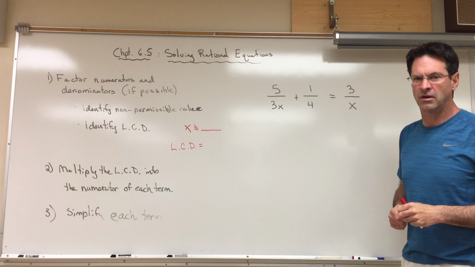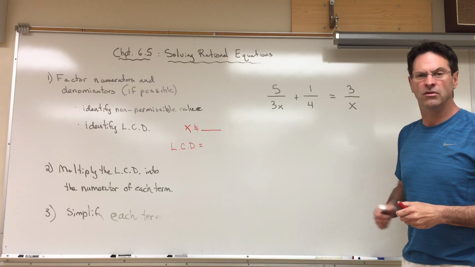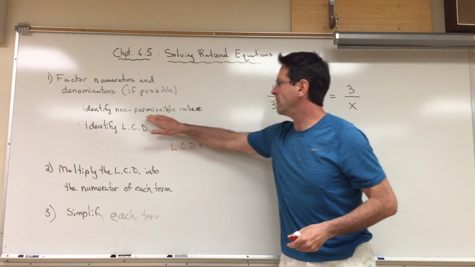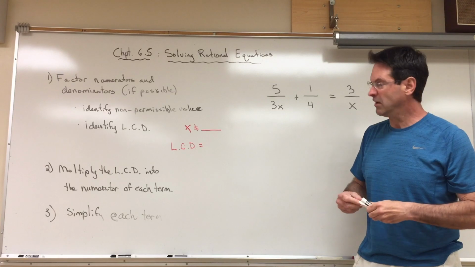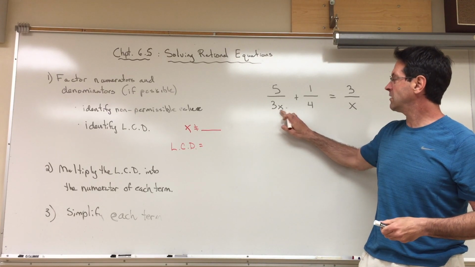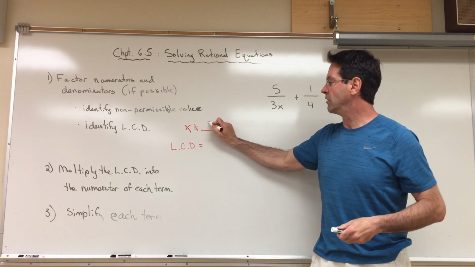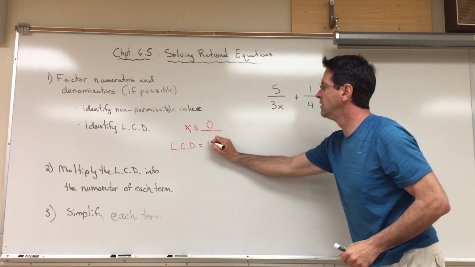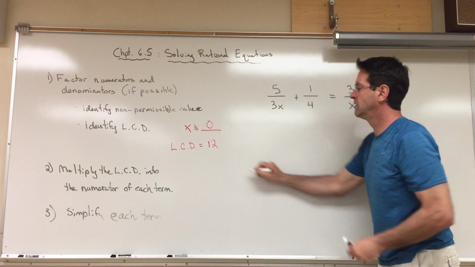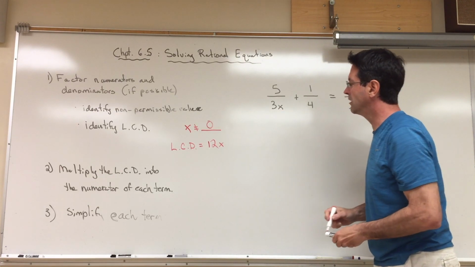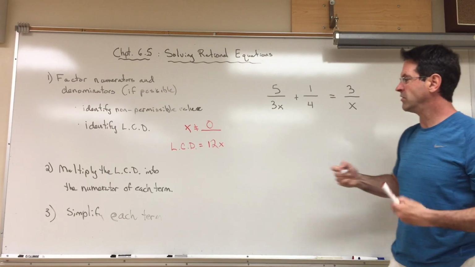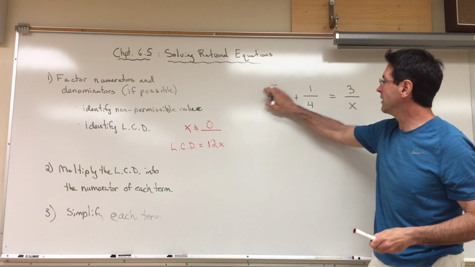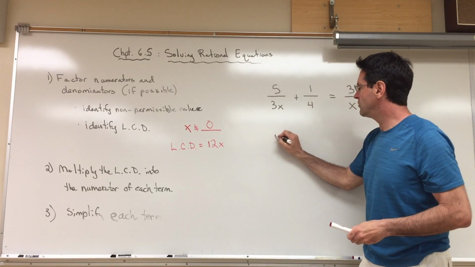I've included a handout as well for you to follow. And this is mirroring the handout here. Now the second thing is identify your non-permissible values and then identify the LCD. And this one, from here, x can't equal 0. And our lowest common denominator, between 3 and 4, that's 12, and x. So there's our lowest common denominator. Now the next thing we're doing is we're going to multiply the lowest common denominator, the LCD, into the numerator of each term.